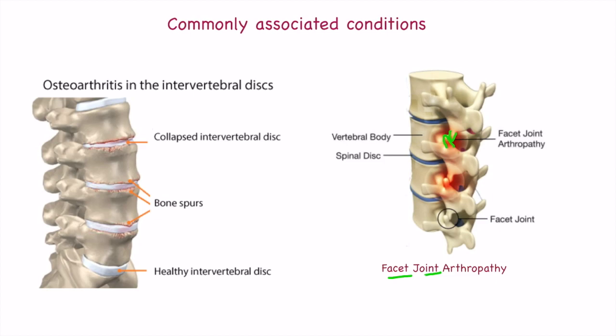And when degeneration starts in these joints, then they put a lot of pressure on nearby structures like the disc. This is the disc. That is how we can easily see the signs of disc degeneration in facet joint arthropathy also.